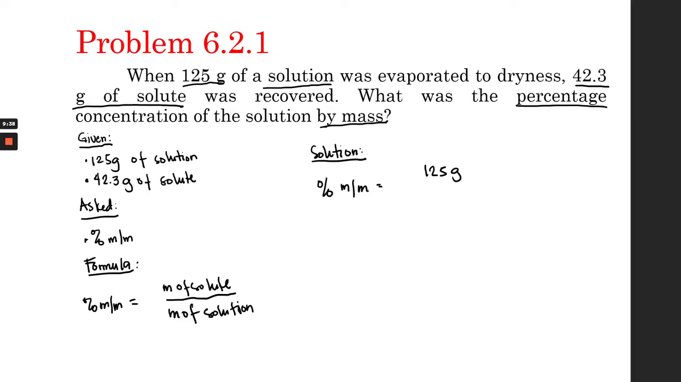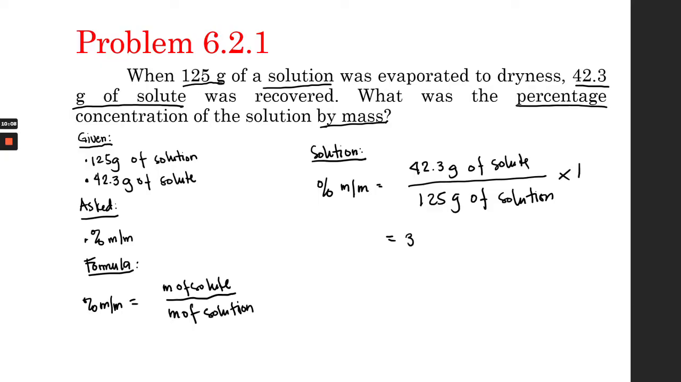42.3 grams of solute divided by 125 grams of solution. And the answer for that would be 33.8%. Oh, you have to times it by 100, so 33.8%. So it's quite easy.